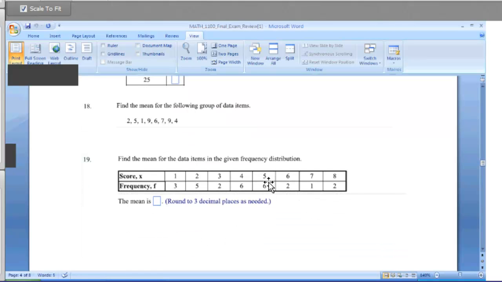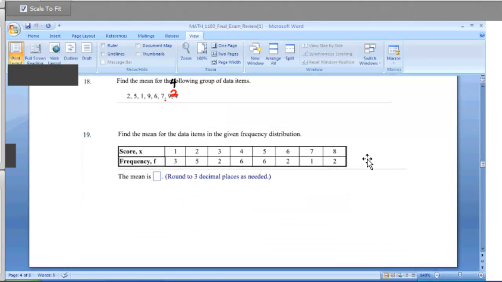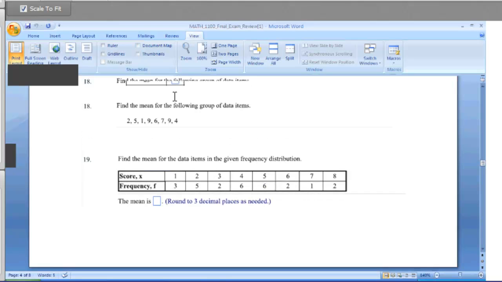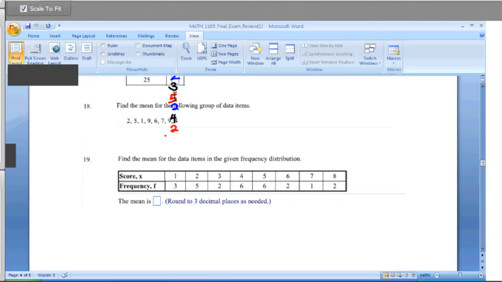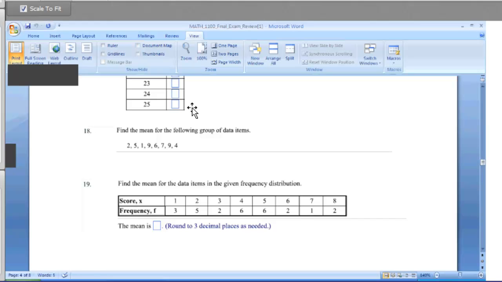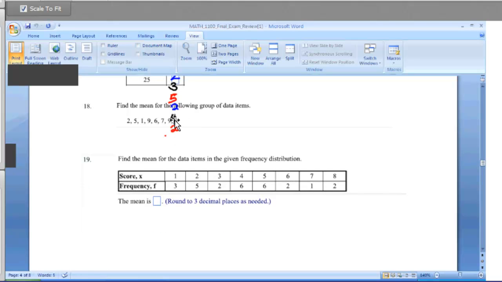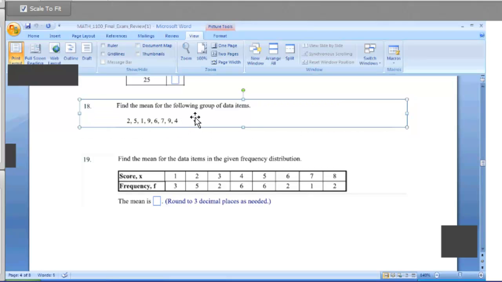Okay, for 18, find the mean for the following group of data items. The mean is just going to be the average, like we're used to. So the mean is the average, like we typically think of, where we add up all the numbers and we divide by how many numbers there are.